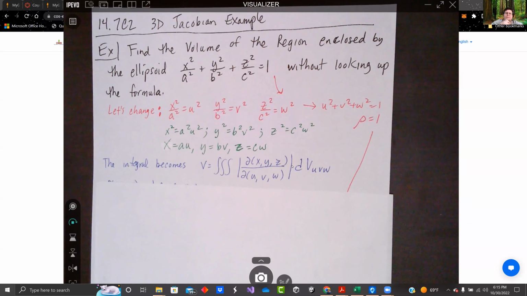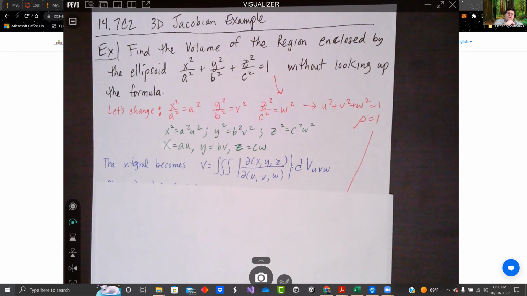We're doing one more three-dimensional Jacobian example. We're going to find the volume of an ellipsoid. So x squared over a squared plus y squared over b squared plus z squared over c squared equals 1. We're not going to look up the formula. There is a formula, it's not well known, but the form suggests the change I'm going to use.